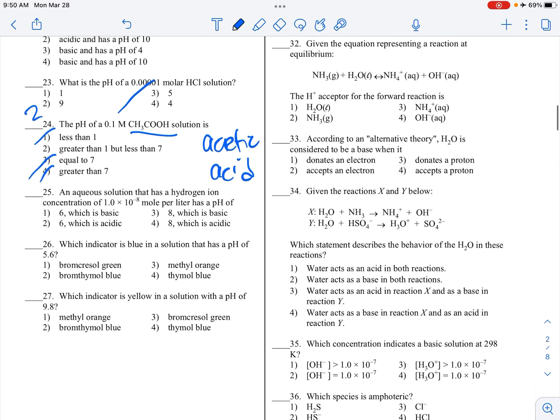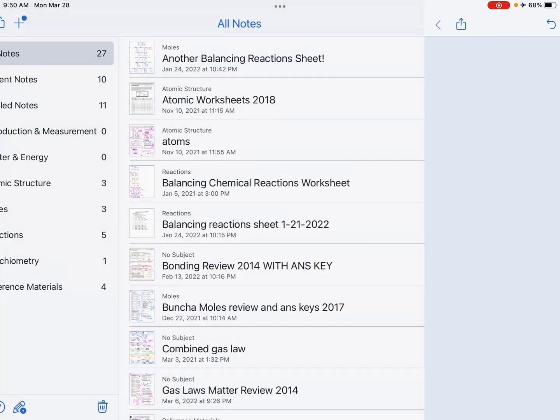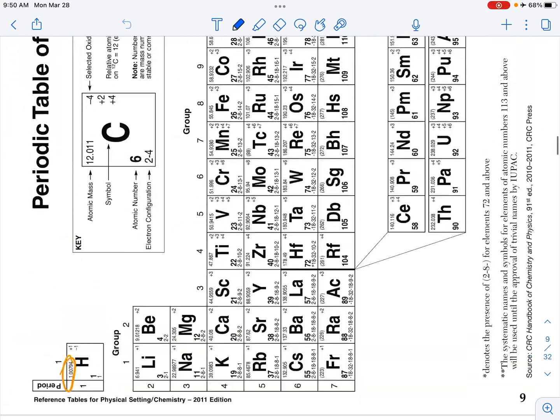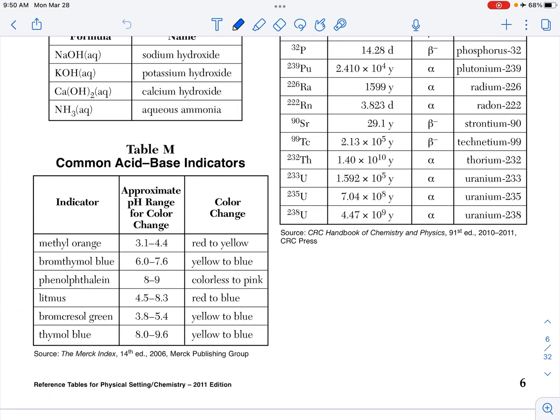An aqueous solution, we're not doing that one. This is table M26. Which indicator is blue in a solution that has a pH of 5.6? Okay, so table M, brome cresol green. If you are 5.6, that is, you know what? Let me go to actually this. Let me just show you. Here we are. Okay. So it says brome cresol green 5.6.